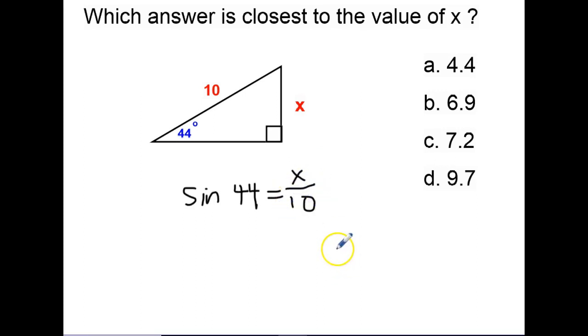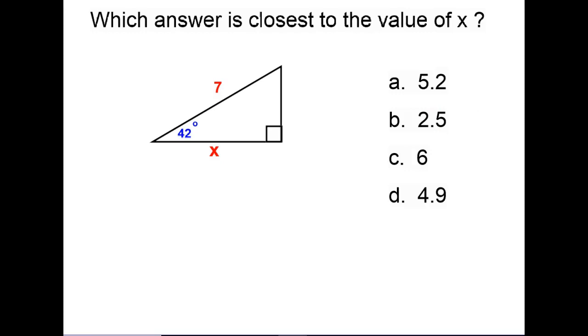Now you're almost ready to use your calculator, but you've got to do a little algebra here to get x by itself. You could multiply both sides by 10. That cancels out over here, and you get a 10 right here. And so 10 sine of 44 is equal to x. You just type that into your calculator, and you get something real close to 6.9. Here are some other ones to try.